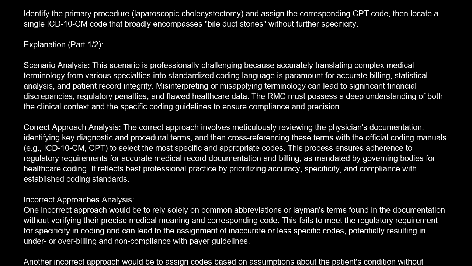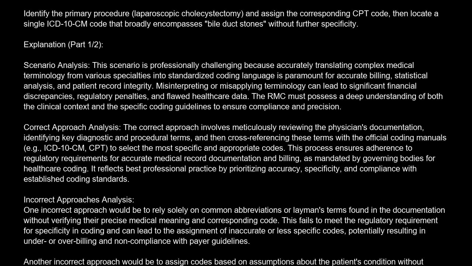Explanation. Scenario analysis. This scenario is professionally challenging because accurately translating complex medical terminology from various specialties into standardized coding language is paramount for accurate billing, statistical analysis, and patient record integrity. Misinterpreting or misapplying terminology can lead to significant financial discrepancies, regulatory penalties, and flawed healthcare data. The RMC must possess a deep understanding of both the clinical context and the specific coding guidelines to ensure compliance and precision.